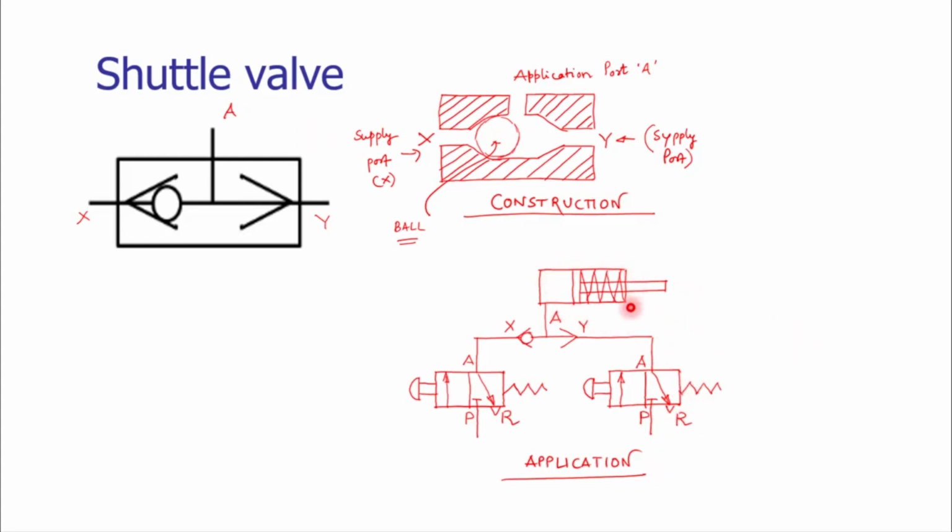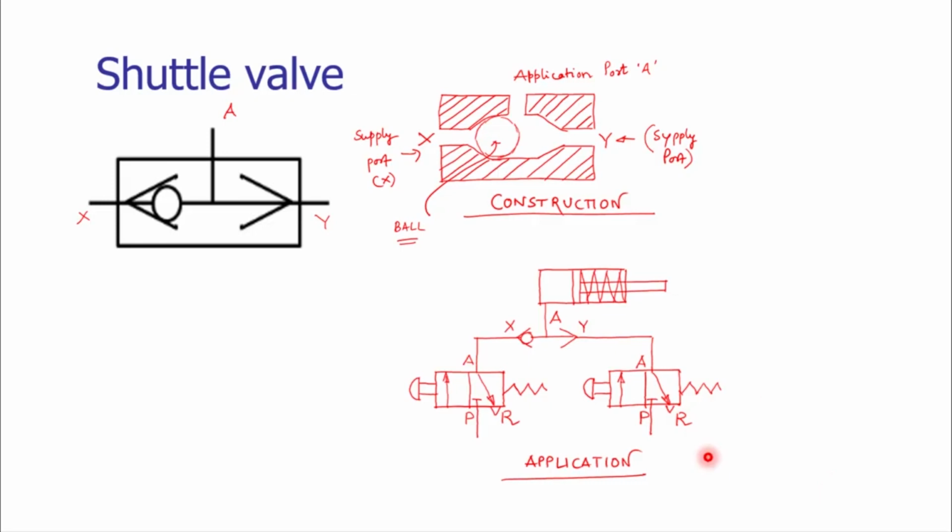A typical application can be seen on your screen. This is a single acting cylinder being controlled by using two valves, valve A and valve B. Valve A is connected to the X port of the shuttle valve, and valve B is connected to the Y port of the shuttle valve. As valve A is actuated, we get the compressed fluid at port X, and through that we actuate the cylinder, extending the cylinder.